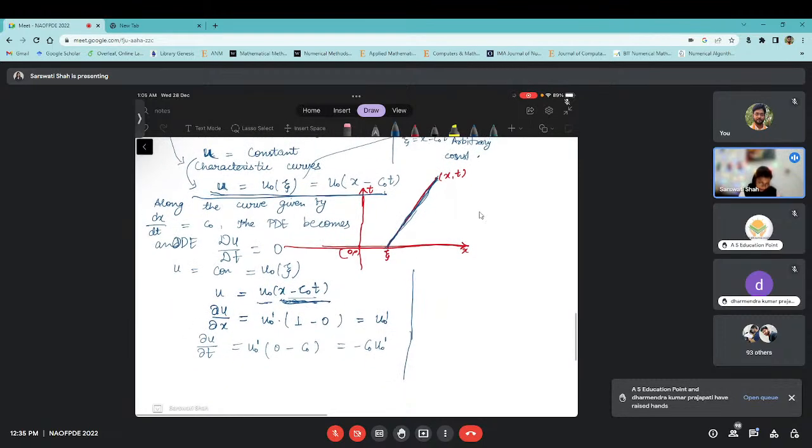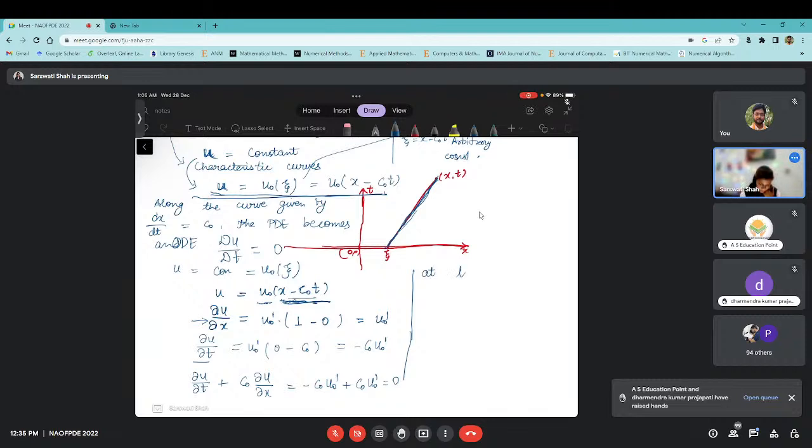And when you multiply this term with c naught and add it in this, what does it become? That is equal to 0. It means it is satisfying the given partial differential equation. So it is a solution of the partial differential equation. Now, if it also satisfies the initial condition, then we will say that it is the unique solution of the given partial differential equation. So let's see whether it satisfies the initial condition or not.